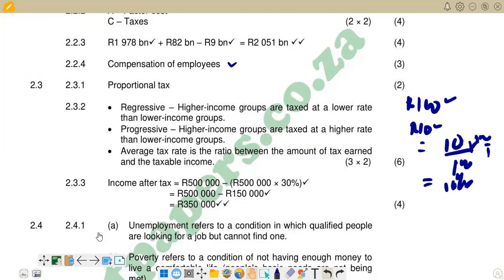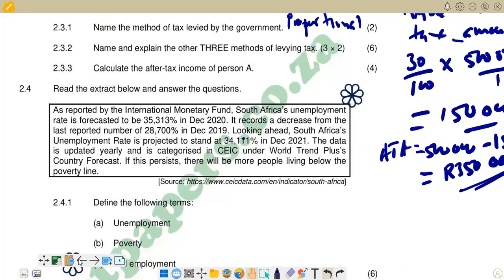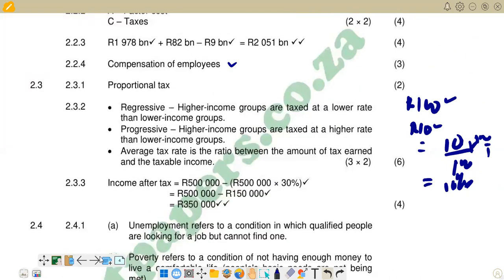Then if you look at the next question, it needs an explanation on poverty. So basically poverty, we are looking at those people that are poor, those people that are living under the poverty datum line, and they cannot match the cost of living that is there in the economy. We regard those people as poor, and that is poverty when they cannot live within the basic human needs. So let's look at the explanation that we have in terms of poverty.